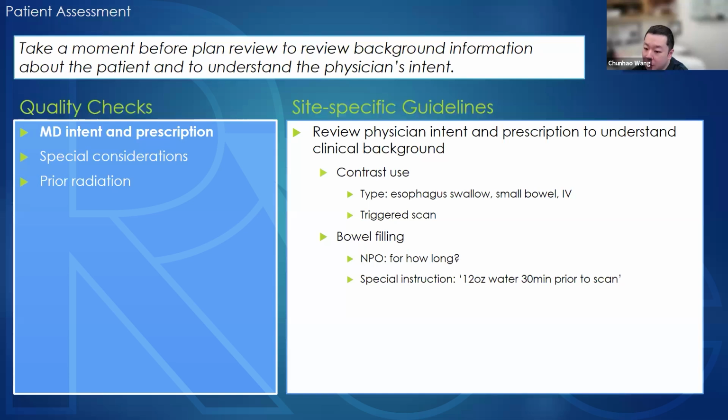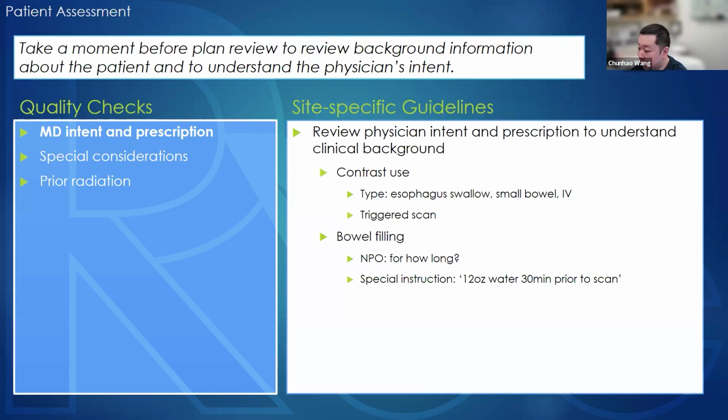So if this kind of scan is prescribed, we want to make sure this trigger scan protocol is prepared at the simulator because this is something special. You need to program the simulator together with your power injector. So you want to make sure your scanner is capable of doing that.